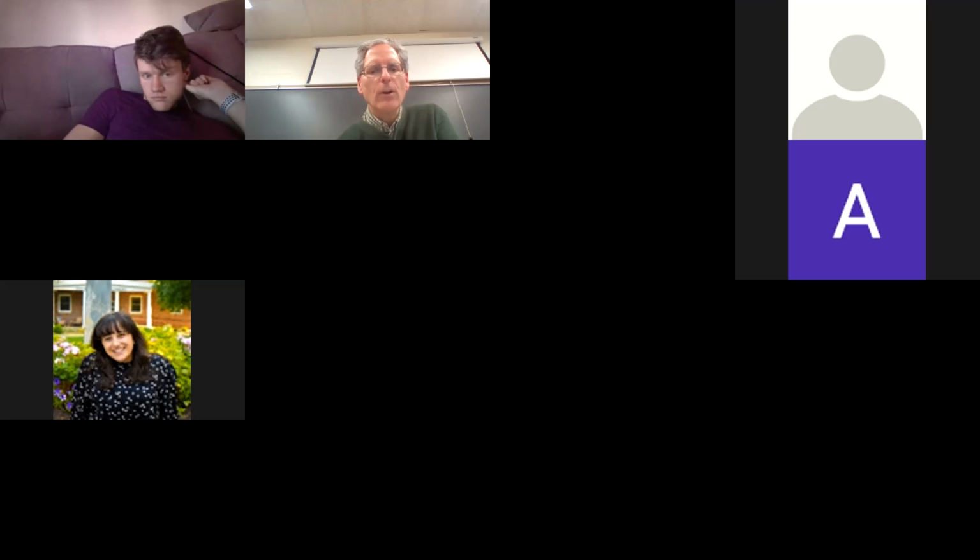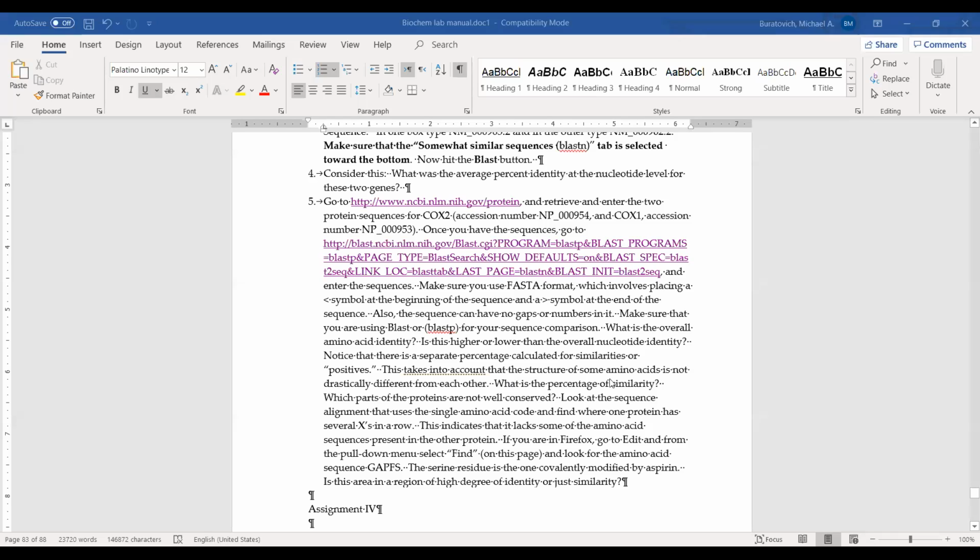Okay, that makes sense. So then you take what's the percentage, which parts are well conserved, look at the sequence, where do you see the most? You'll notice the front of the protein's not very conserved. The back part is much more conserved. And then to find, that's what you do in Firefox, whatever you do in other browsers. You do a find and you look for that sequence, and that's the one essentially that's modified by aspirin and so on.